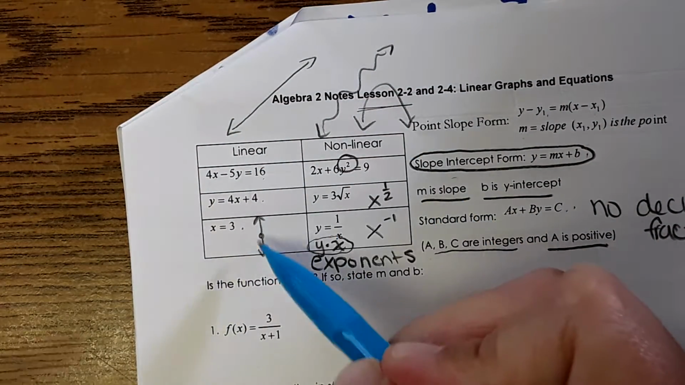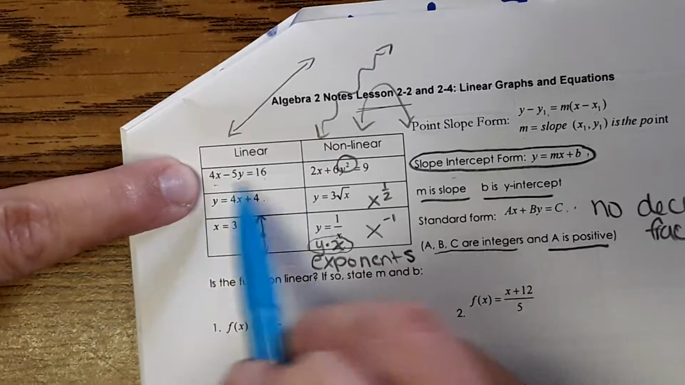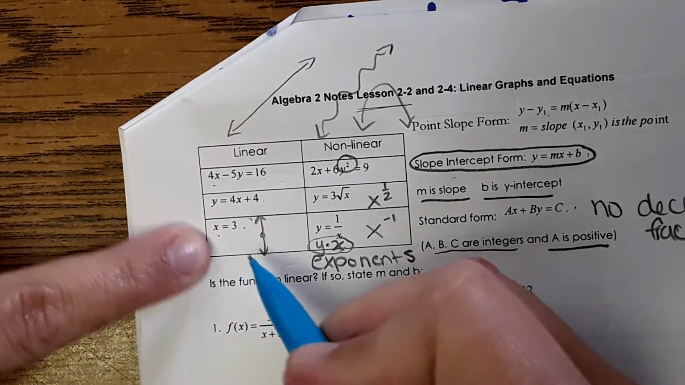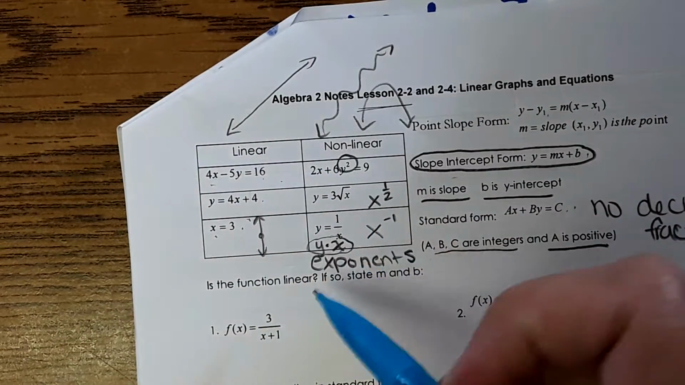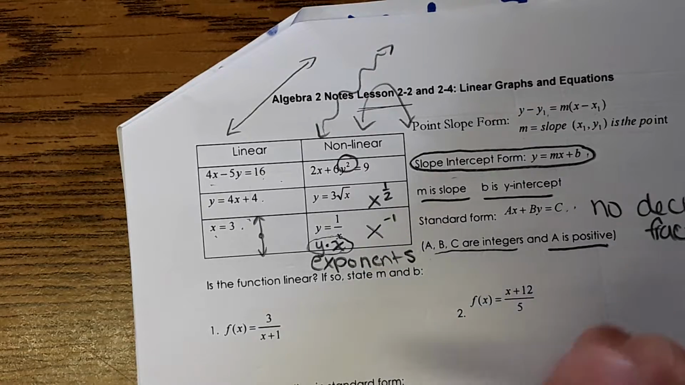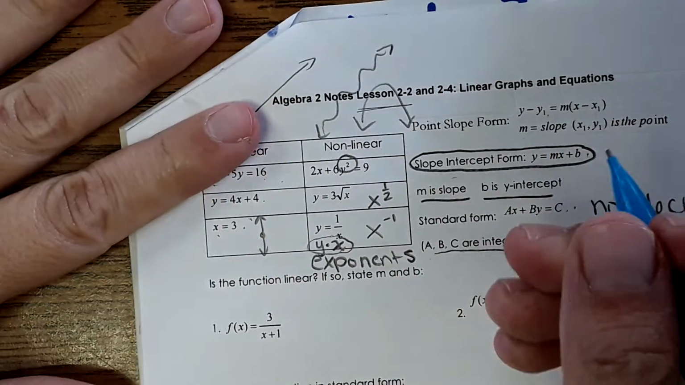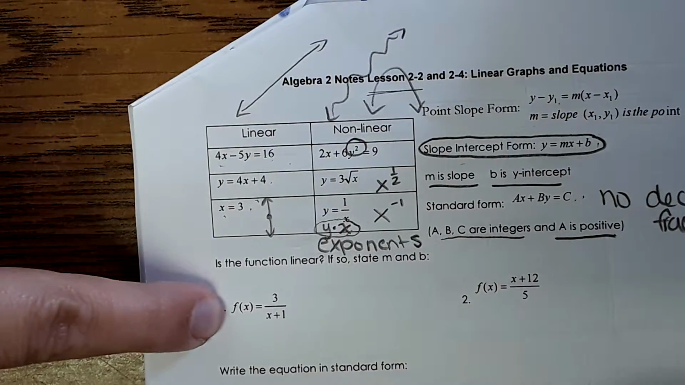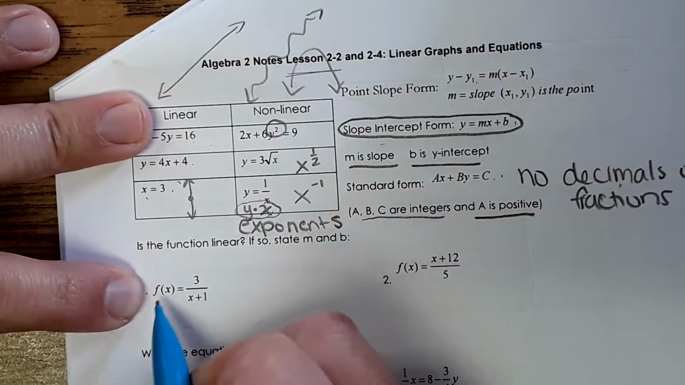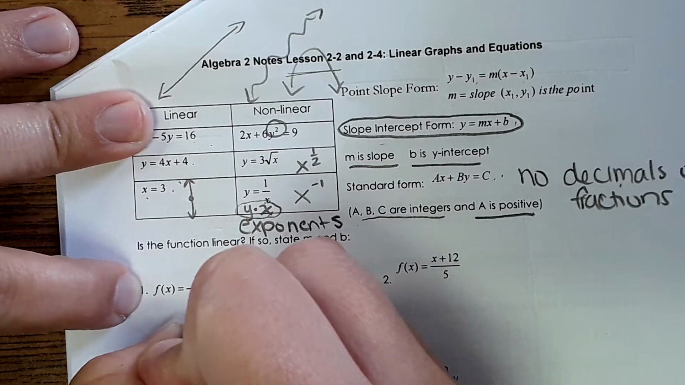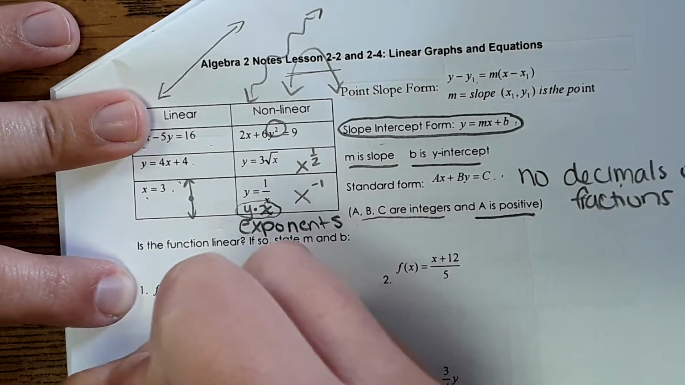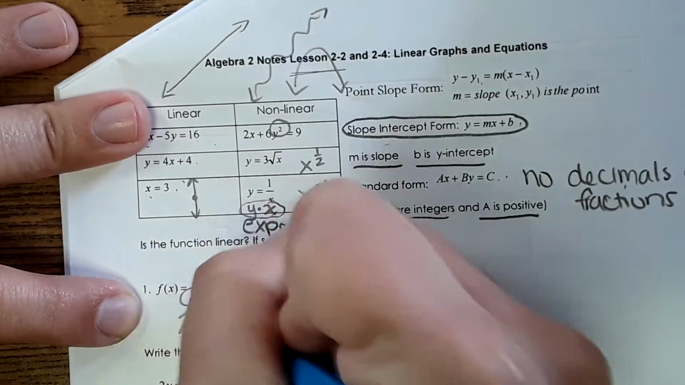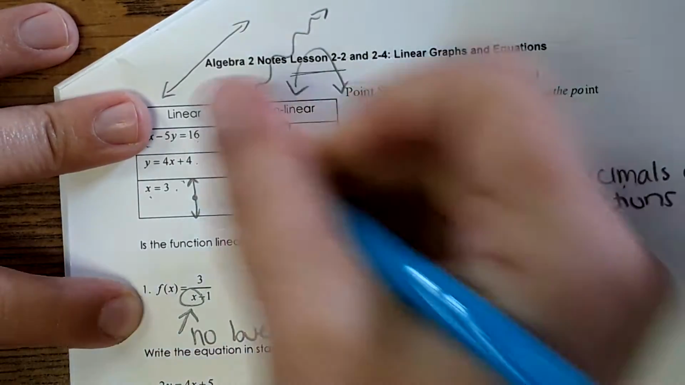So all of these are linear if you have slope-intercept form, standard form, or just x equals or y equals, you have a straight line. And all of this with exponents, not linear. Okay, so now we're going to try this out looking at these equations. This one right here, it has x as a denominator. That cannot happen. No bueno. So not linear.